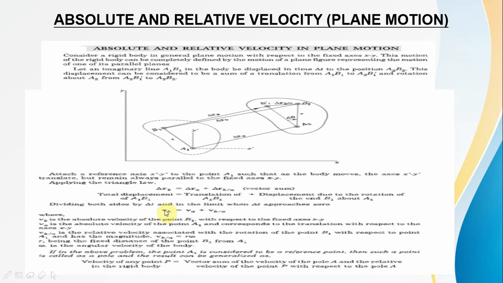So finally, we can find a relationship of absolute velocity as well as relative velocity in general plane motion. So always remember this formula, and also remember this diagram, to understand absolute and relative velocity, right? Let's go ahead.